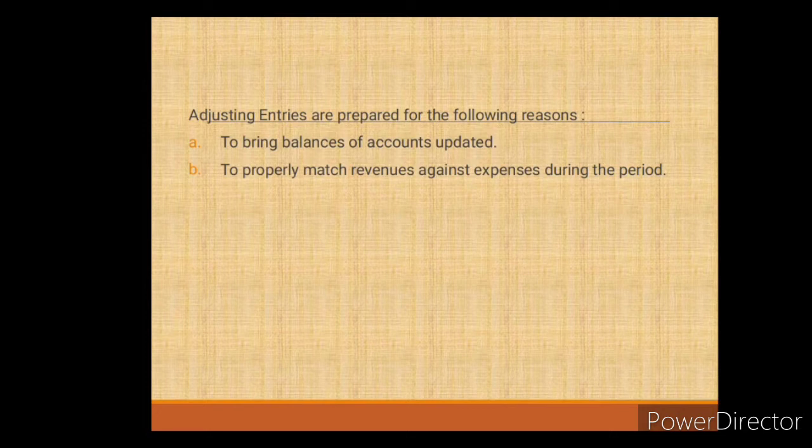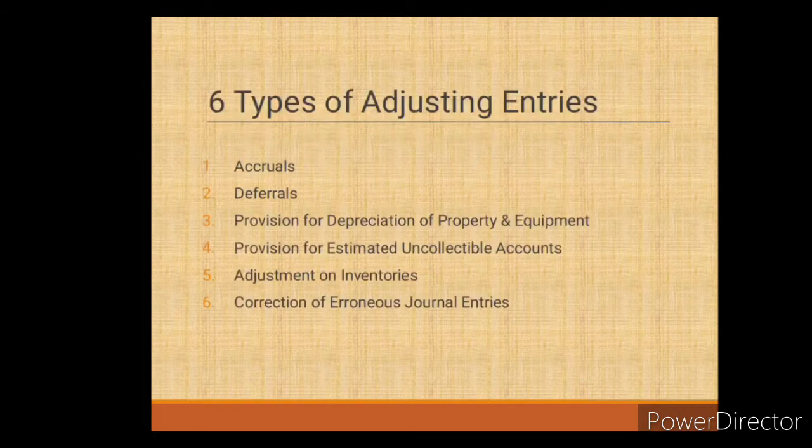May mga times kasi na nagkakaroon ng errors sa journal entry or di kaya may mga accounts na kailangang i-adjust at the end of the accounting period. There are 6 types of adjusting entries: accruals, deferrals, provision for depreciation of property and equipment, provision for estimated uncollectible accounts, adjustment on inventories, and correction of erroneous journal entries.